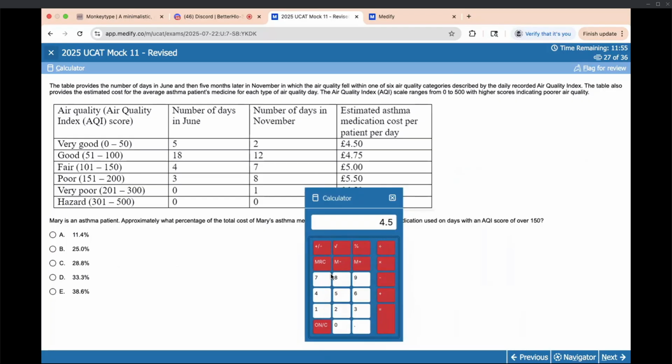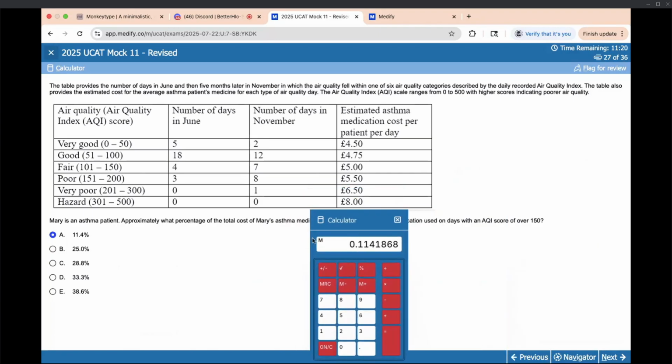5 times 4.5. Then I'll add that to memory. Then I'll have 18 times 4.75. Add that to memory. I'll have 20 and I'll add that to memory. Then I'll have 3 times 5.5 and I'll add that to memory. And then I'll recall memory. So it's 144.5. Then we have 3 times 5.5, and then divide by 6. So we have 11.4%. Yeah, this is when I would use memory, when it's a long string of numbers with different values and different prices.